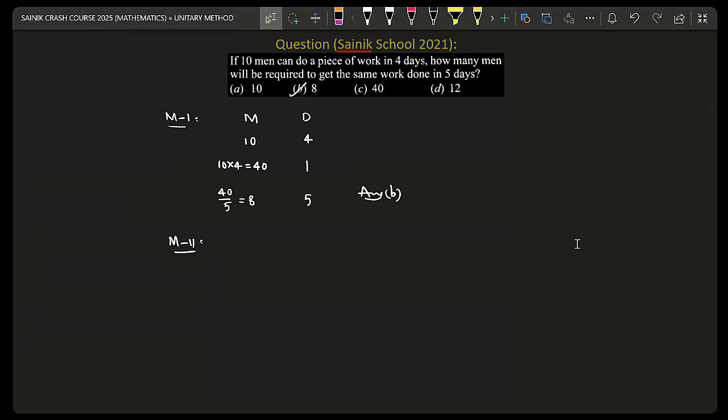I did using the formula, sir. With using the formula. Come again, you used which method? Sir, M1 T1 equals M2 T2. Yeah, that means you are using the proportion method only. So number of men and number of days. 10 men are required to complete the work in 4 days. How many men are required to complete the work in 5 days? You're calling this as M1, this as M2. You're calling this as D1 and this as D2, right?